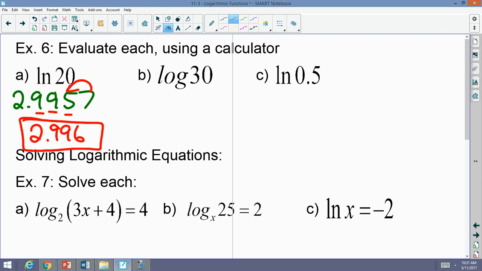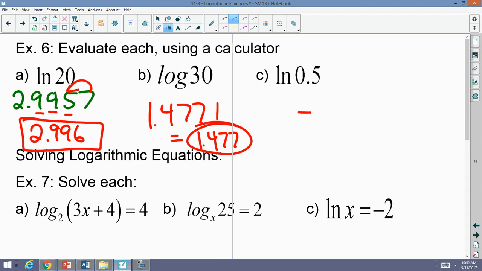Log of 30. Remember, that's not log base 30. That's a log, so that's log base 10. So I can hit my button log, then hit 30, and bada bing, bada boom, 1.4771. Round it to the nearest thousandth, 1.477. ln of 0.5, or ln of a half. ln 0.5 is going to be negative 0.6931. Rounded to the nearest thousandth equals negative 0.693.